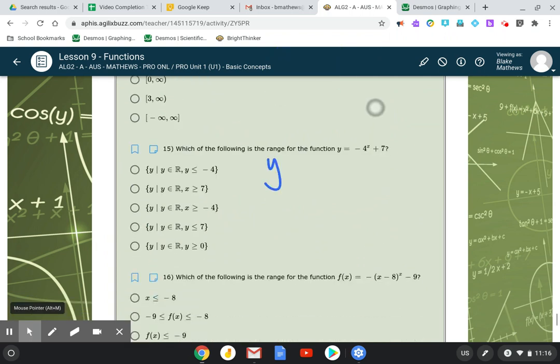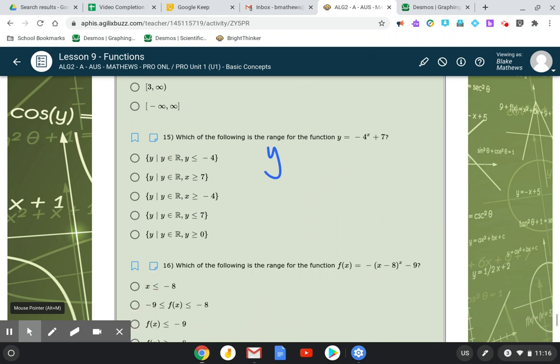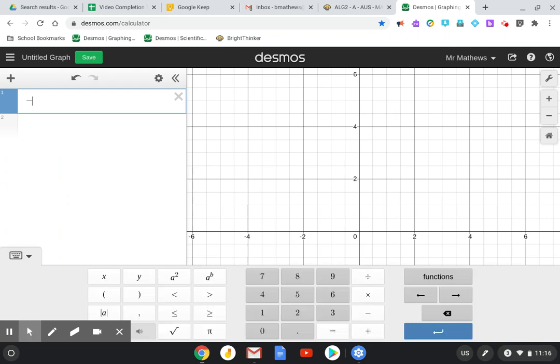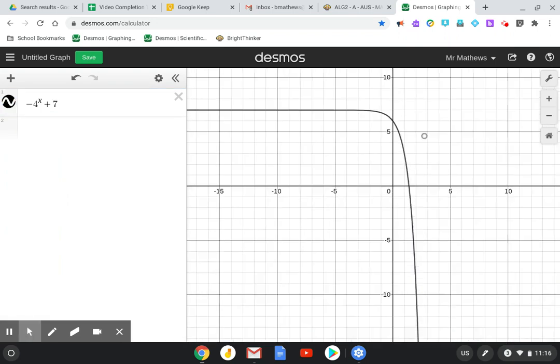Now, what about range? Okay, so let's graph this function: negative 4 to the x plus 7. What was that? Negative 4 raised to the x power plus 7. All right. Here's the function right there. Now, this side pretty clearly goes on forever. But this, you can see it's very clear, there is a line right here that is not going to pass.